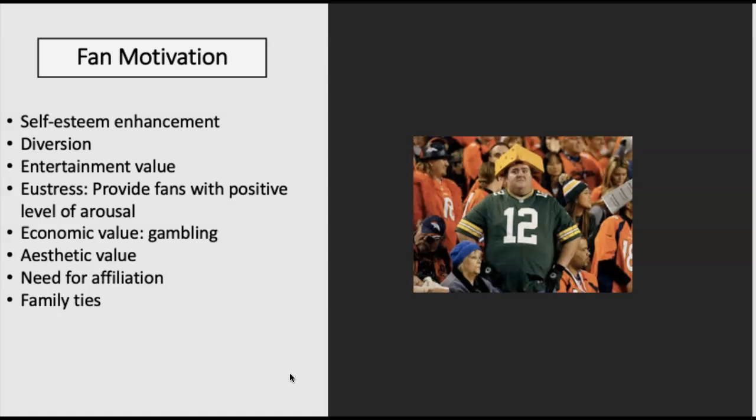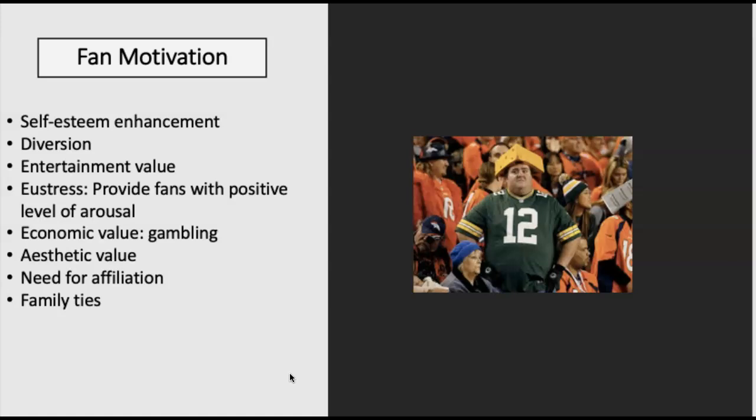So what makes fans participate in or attend sports events? The first one is self-esteem enhancement. If they're supporting one particular team and their team is playing, they would like to go because they want to showcase, to let people know that they have a very strong loyalty to this particular team. They would like to have these opportunities to support their favorite teams, to express their support. So that is the first motivation.